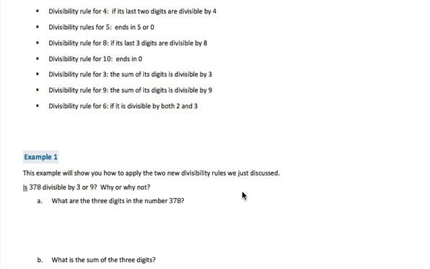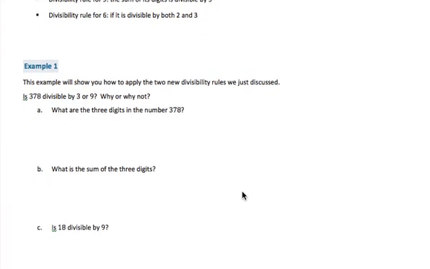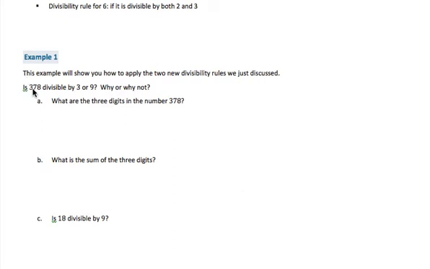In example 1, we're going to take a look at whether 378 is divisible by 3 and or 9. And we'll also look at 6 while we're at it. The 3 digits in the number 378 are 3, 7, and 8. The sum of those 3 digits, when we add them up, 3 plus 7 is 10, plus 8 more is 18. So the sum of its digits is 18.